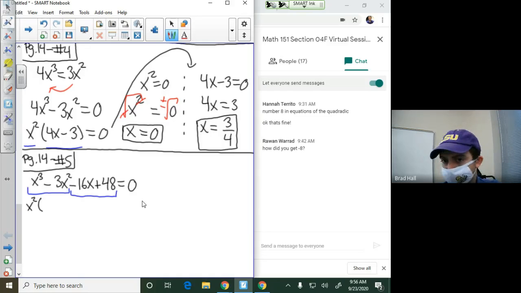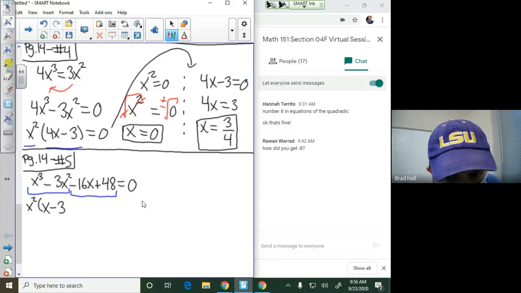So what are we left with from the first group? Just an x for the first term, and then minus 3. We took out 2 of the 3 x's from x cubed, so now we're just left with x, and then minus 3x squared. We took out the x squared, so it's just minus 3.